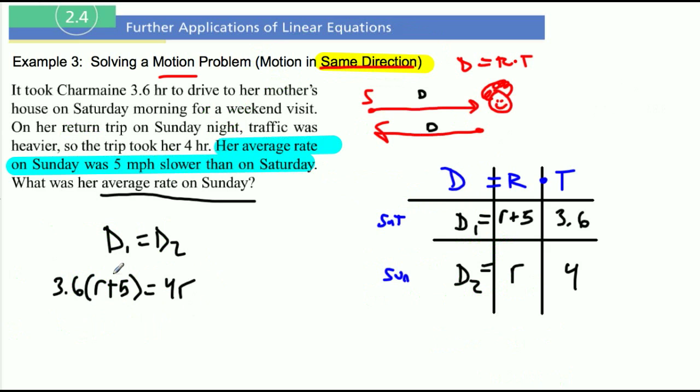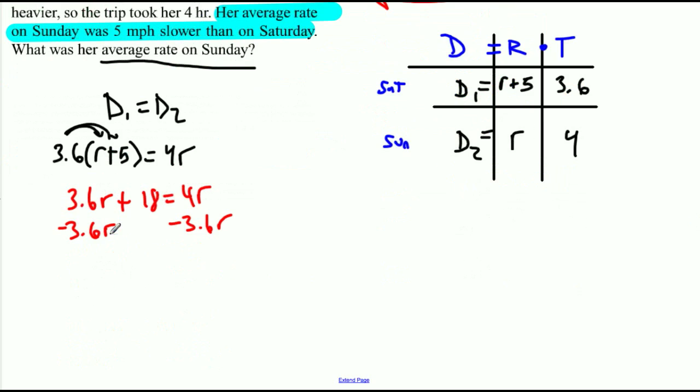All right, so we're just going to go ahead and solve these. I'm going to do the distributive property. So I get 3.6r plus 18 equals 4r. I'm going to throw this over here, so subtract 3.6r, and I get 18 equals 0.4r. Divide by 0.4 on both sides. So r is going to be 45.